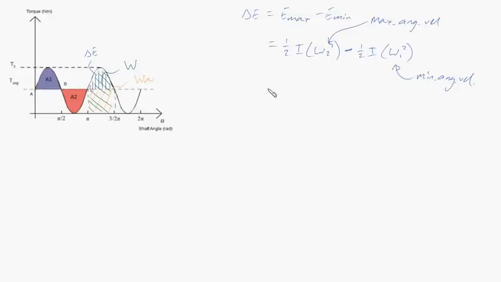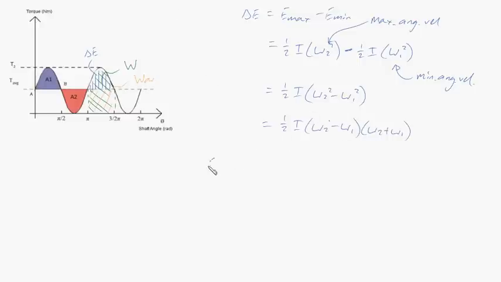We can simplify this whole thing out a little bit more, noticing that a half and I are common coefficients, and write it as omega 2 squared minus omega 1 squared. Noticing that this is a difference of two squares, we can rewrite this as a half times I times omega 2 minus omega 1 times omega 2 plus omega 1. This is where we're going to define a few more terms, so bear with me.